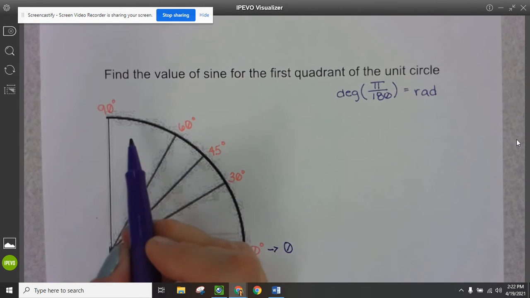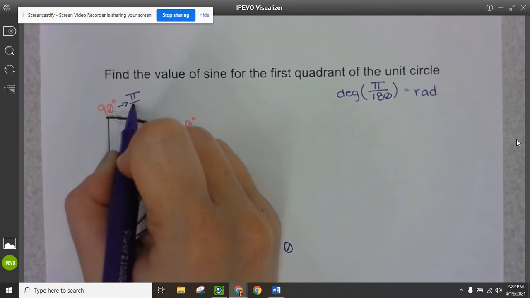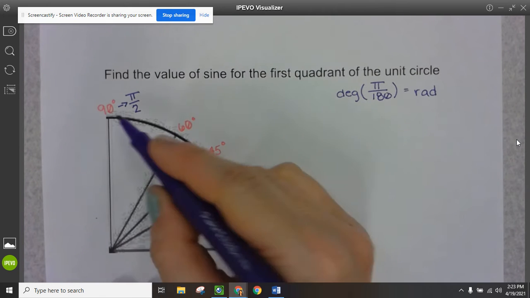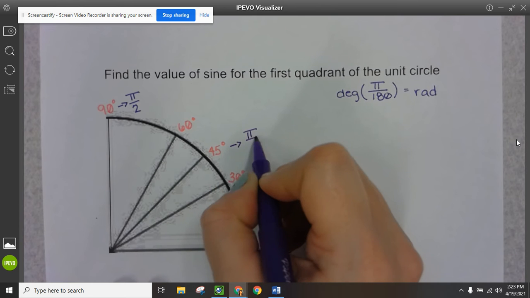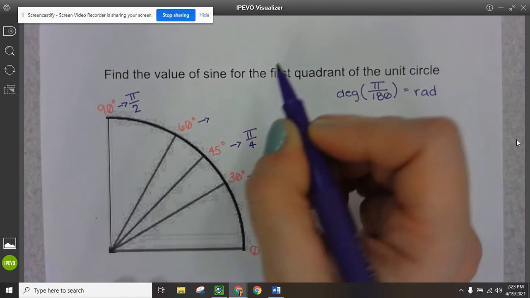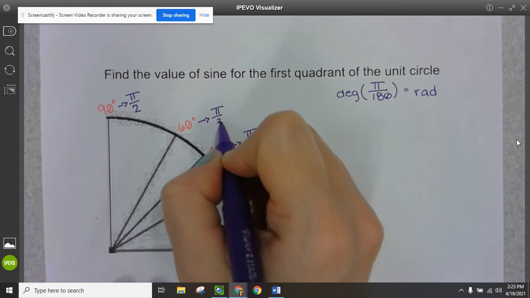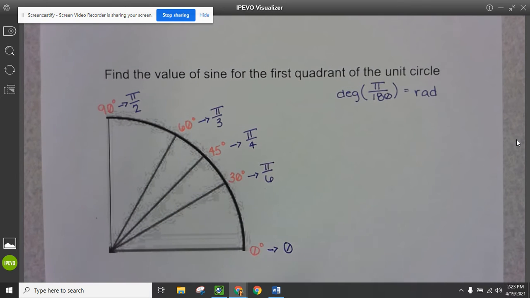90 degrees, 90 over 180 is 1/2. So this radian measurement is pi over 2. Halfway in between that, 45 would be pi over 4. And then you can do the conversion with 30 and 60. This would be pi over 6 and pi over 3. So those are all my radian measurements.